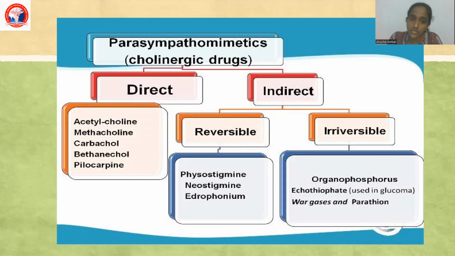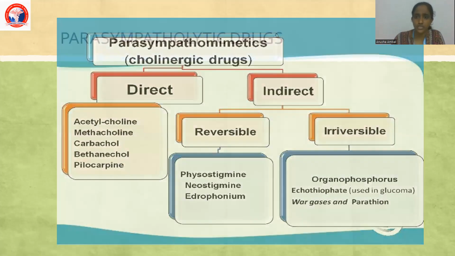Reversible ones include physostigmine and neostigmine, and being an anesthesiologist, neostigmine is a very commonly used drug. We use it as a reversal agent, that is, for reversing the patient out of the neuromuscular blockade. We use it in general anesthesia at the end of surgery. Irreversible ones mostly constitute the OPC poisons.